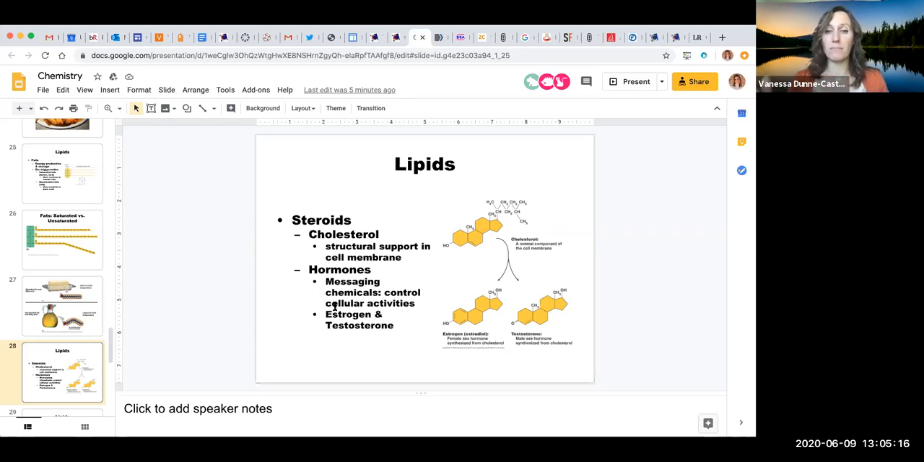So hormones are our messaging chemicals that are secreted by our endocrine system. They're controlling many, many different cellular activities in the body. Many different organ systems require this hormonal communication, with triggers that go up to the brain, and the brain sending different signals out to different parts of the body so that you have regulation for your different body functions. But these are all fat-based. These are all types of lipids.